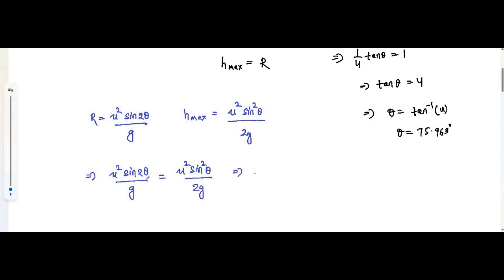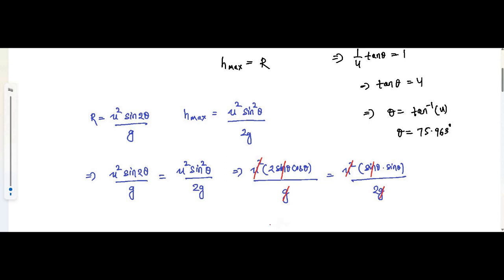So we can write it as u square into 2 sine theta into cos theta, sine 2 theta we are writing as 2 sine theta into cos theta, by g is equal to u square sine theta into sine theta by 2g. Both sides u square will get cancelled. Sine theta will get cancelled. G will get cancelled.